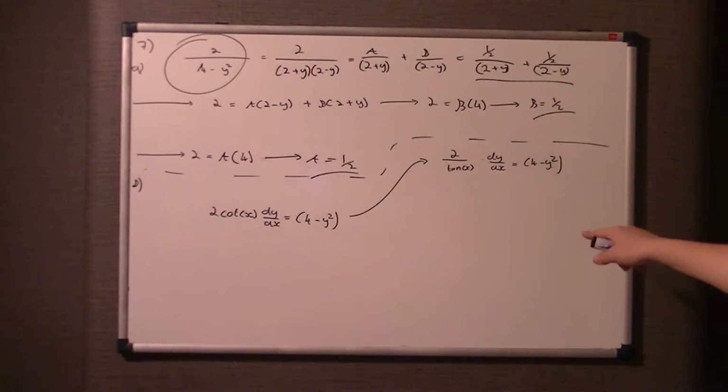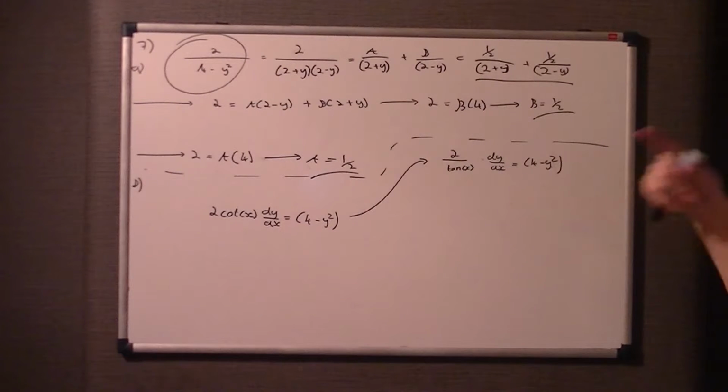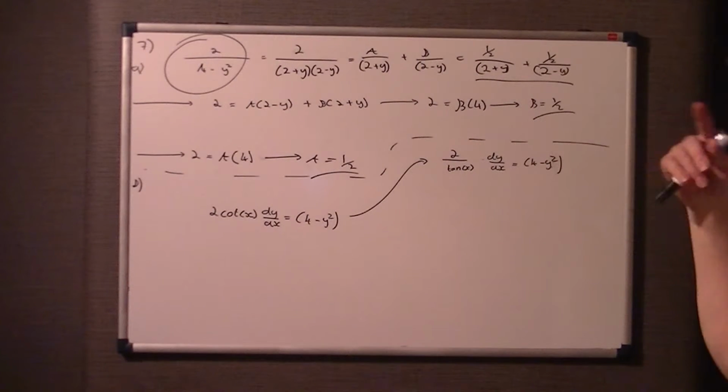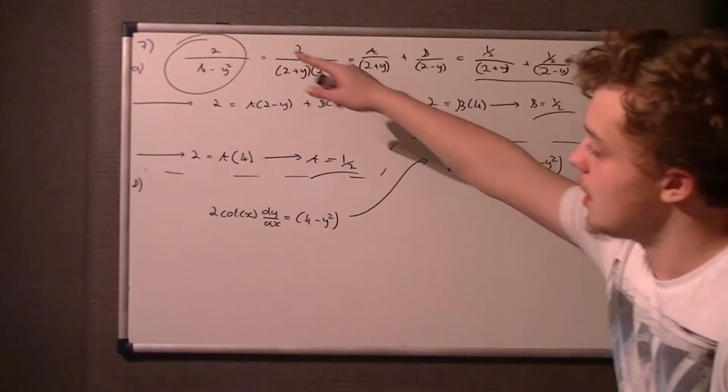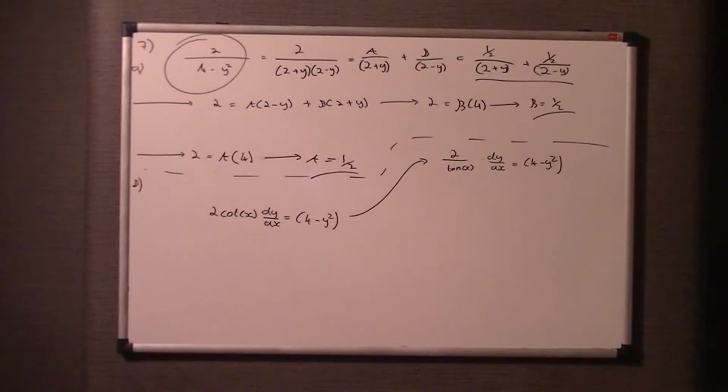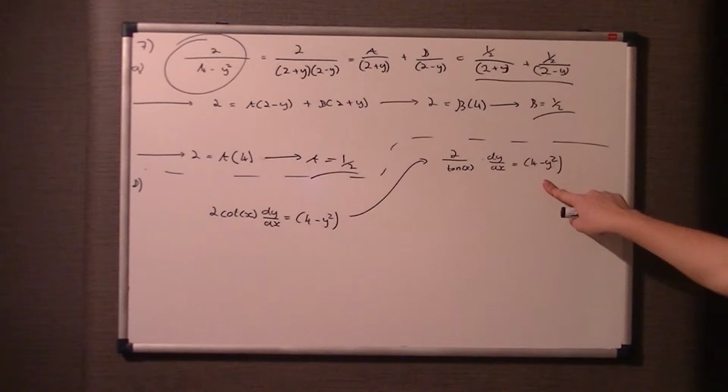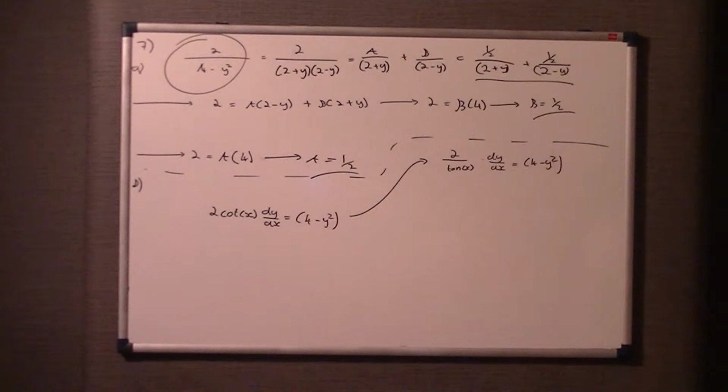Now, you need to spot that this 4 - y², we've done something similar to it in 7a, split it up into partial fractions. Because if you try to integrate it with respect to x, you'd end up trying to rearrange it to get the y on the right-hand side, and it'd be a complete and utter horrendous mess. It'd be definitely a lot longer than this method.